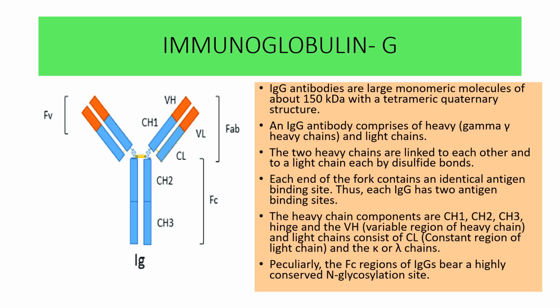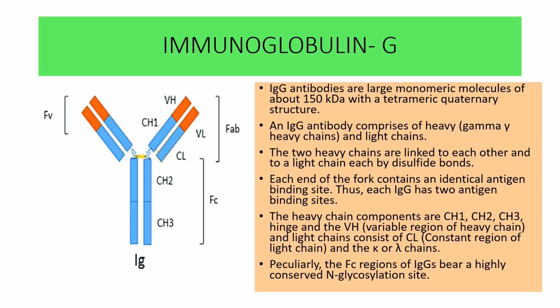These two heavy chains have a hinge region in their constant region. Each heavy chain has two types of region: the variable region, known as VH, and the constant region, known as CH1, CH2 and CH3. The light chain has only two regions, VL and CL. CL is the constant region, VL is the variable region.